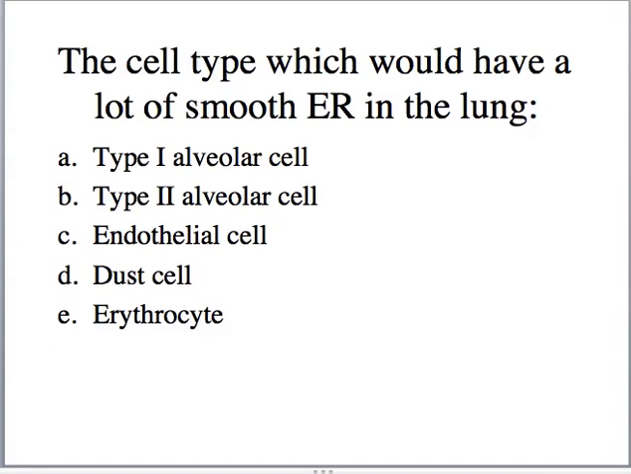So there's a question for you. Which cell type would have a lot of smooth ER in the lung? You might want to go back and look at your chapter 3 where it talks about the cell and what the function of the smooth endoplasmic reticulum is. Once you figure out what the smooth endoplasmic reticulum does, then you'll be able to figure out which of these cells would have a lot of smooth ER.